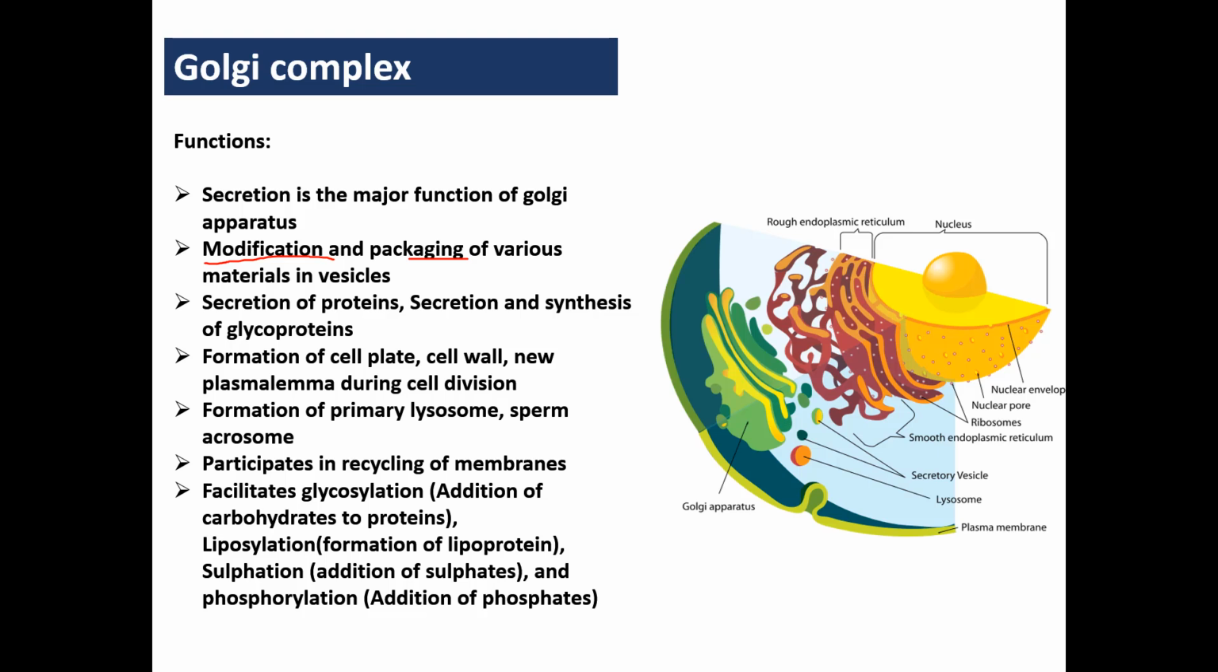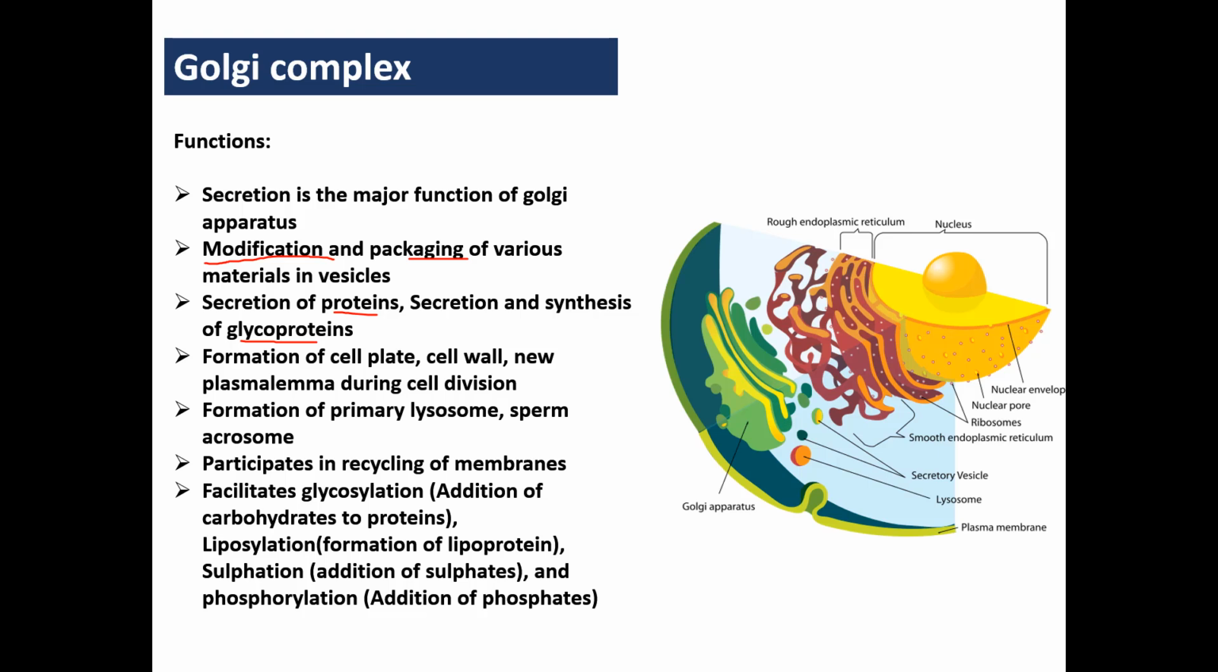So, what kind of substances? We have proteins which are secreted, then secretion and synthesis of glycoproteins. Glycoproteins are proteins conjugated with carbohydrates. Then, Golgi complex also helps in the formation of cell plate, cell wall, and new plasma lamina during the cell division. So, cell wall and cell plate formation happens in the plant cells. Formation of primary lysosome and sperm acrosome.